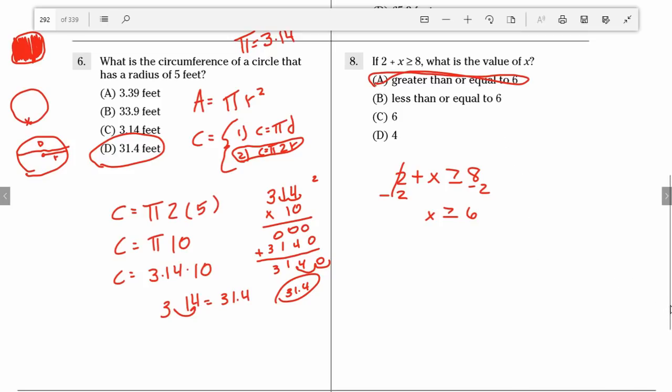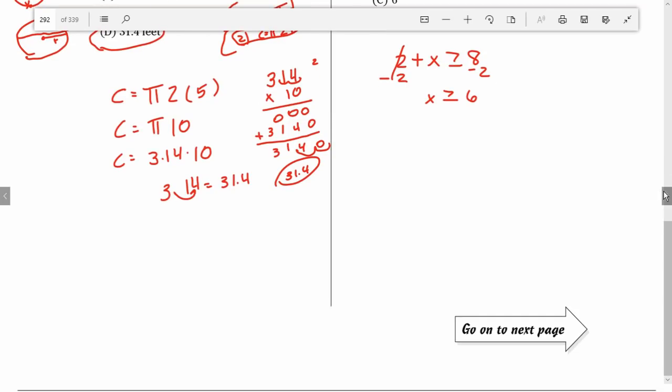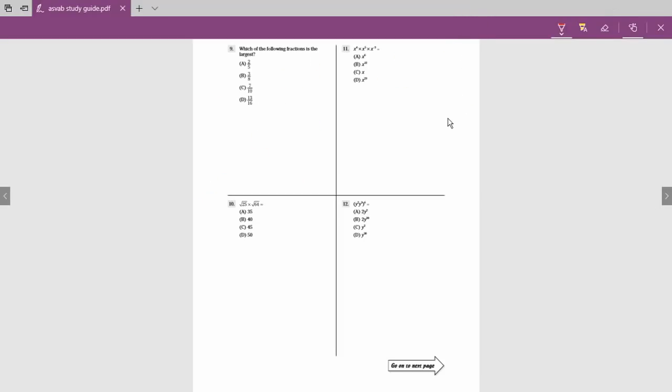I totally missed that one. Alright, let's go to the next page. Zoom in.